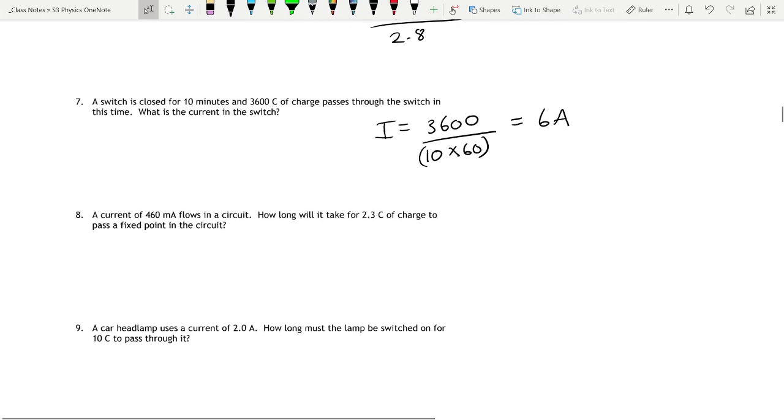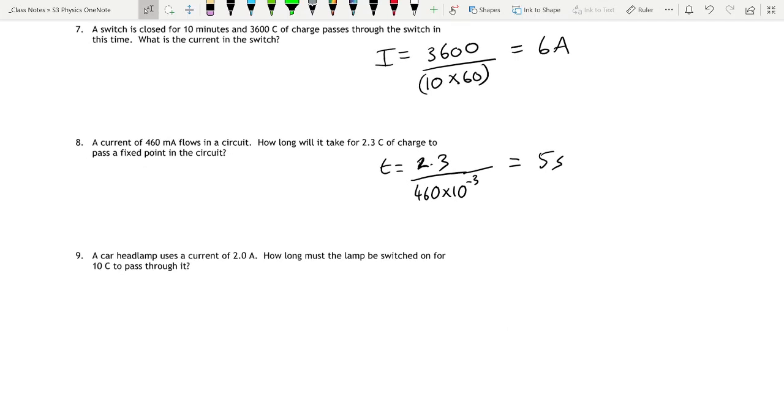Number 8, a current of 460 milliamps flows in a circuit. How long will it take for 2.3 coulombs of charge to pass? So that's time. So time is charge divided by current. So 2.3 divided by 460 milliamps. So 460 times 10 to the minus 3, or 0.46. And that comes to 5 seconds.